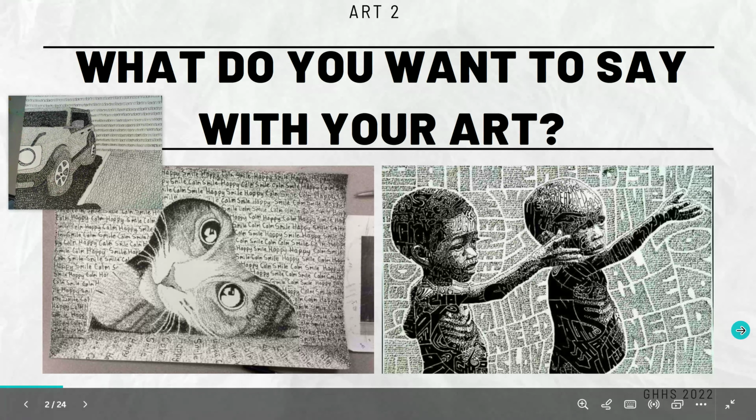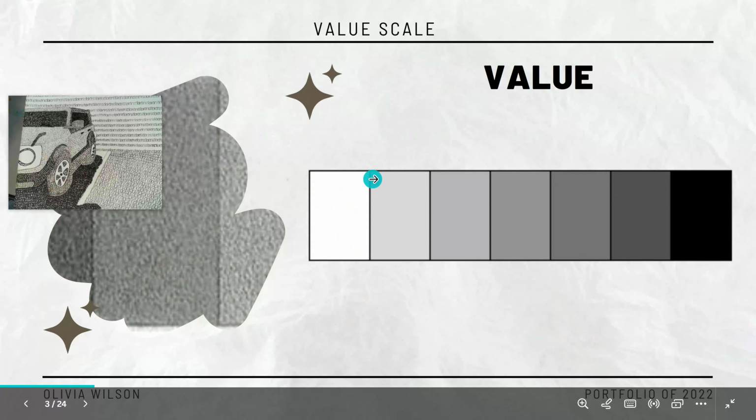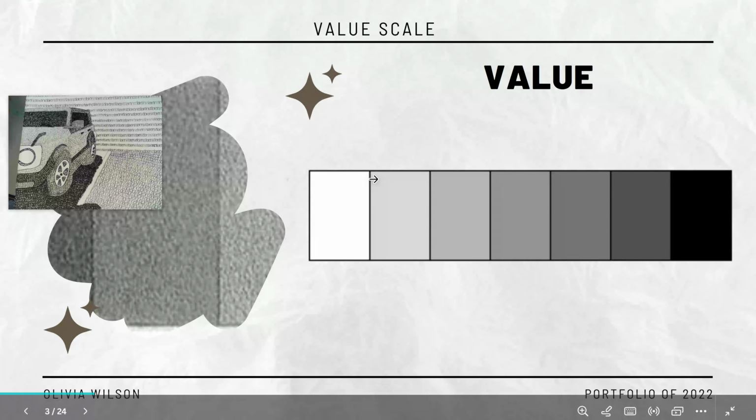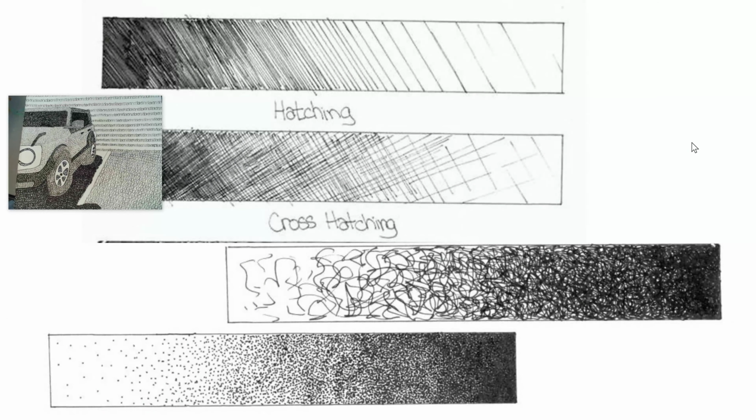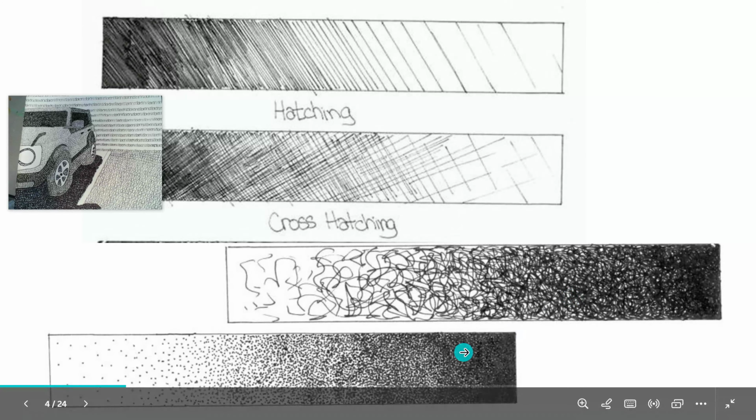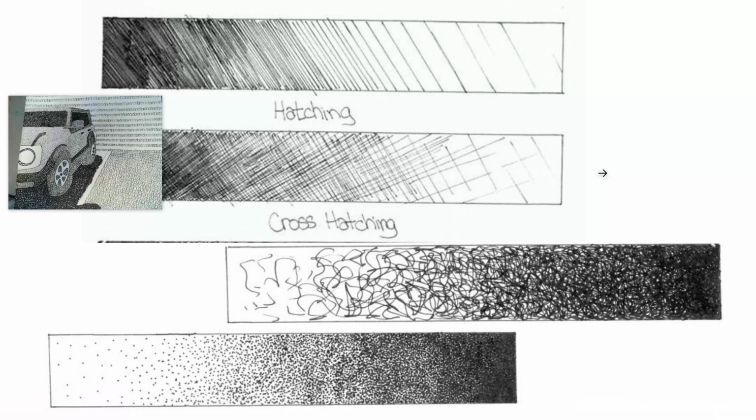Now, we talk about value in Art 1, and just a refresher on that, there's a value scale that goes from light to dark. So here's your highlights right here. Then you have your midtones, and then you work your way to your darkest value. We also talked about different methods of creating value in Art 1, such as hatching, cross-hatching, scumbling, and stippling.